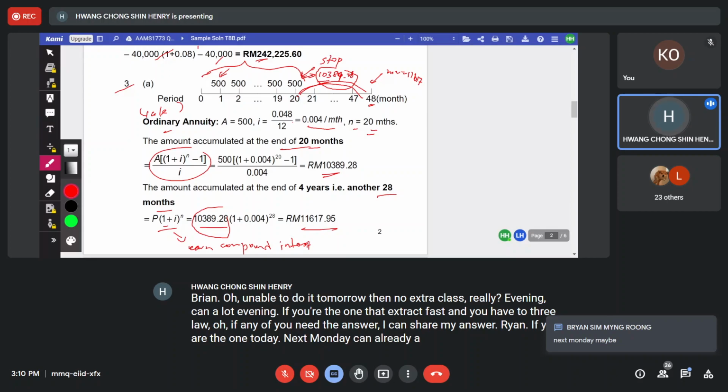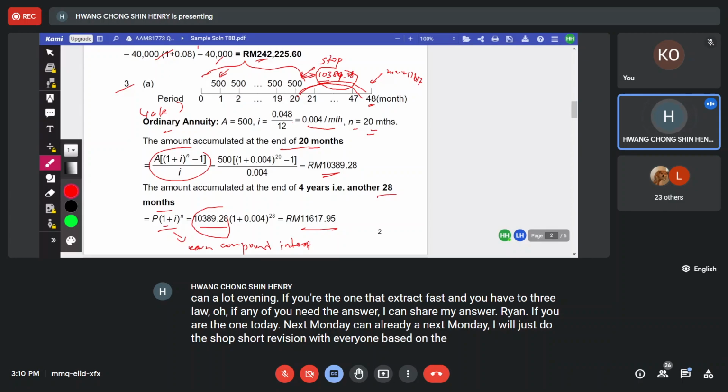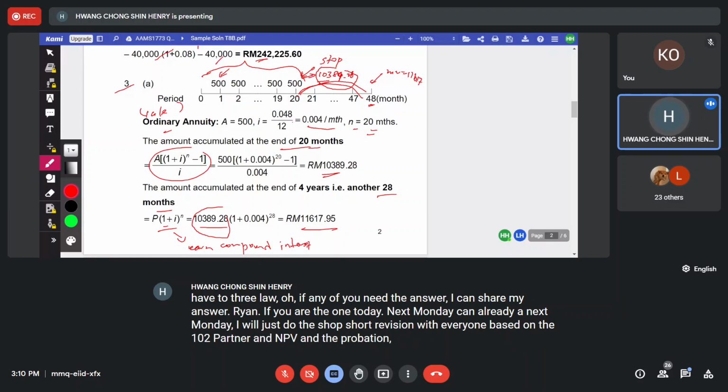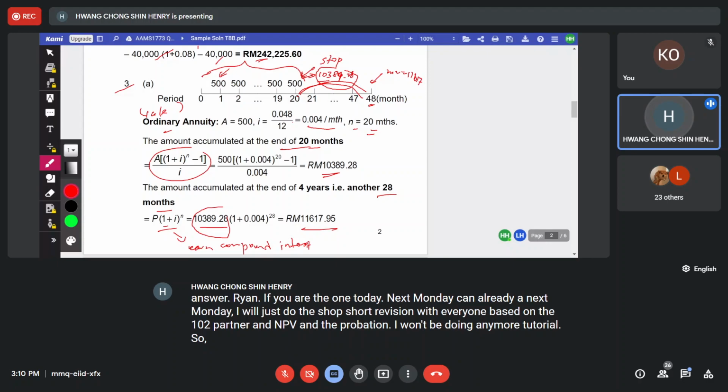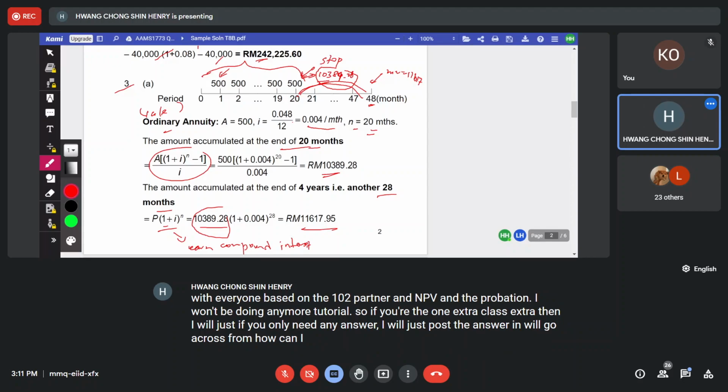If you all don't want to do it, next Monday I will just do a short revision with everyone based on part 1 or 2 lah, the NPV and the progression. I won't be doing any more tutorial. So if you all don't want extra, if you need any answer, I will just post the answer in the Google Classroom. Oh, can lah. Evening also cannot.